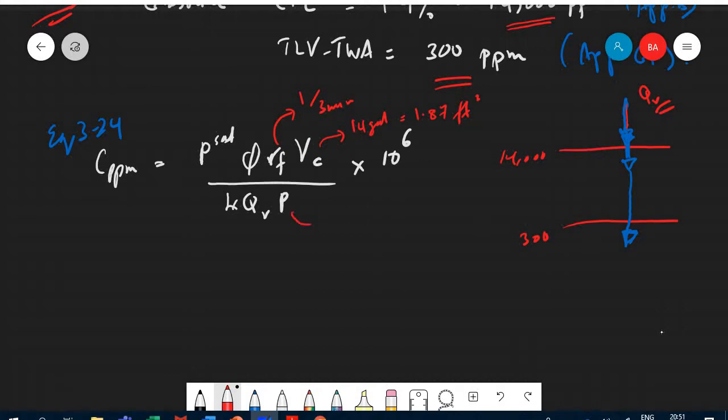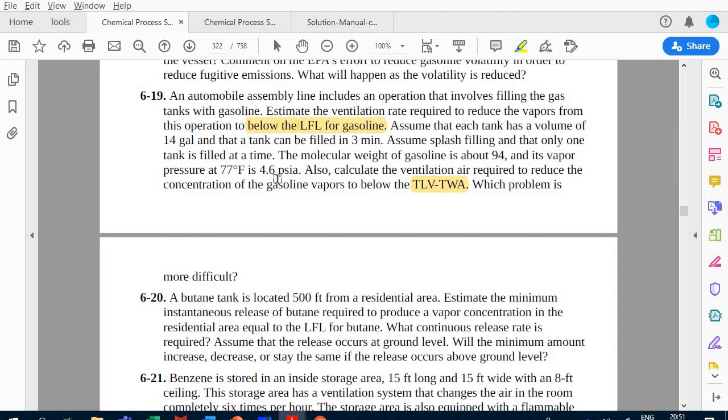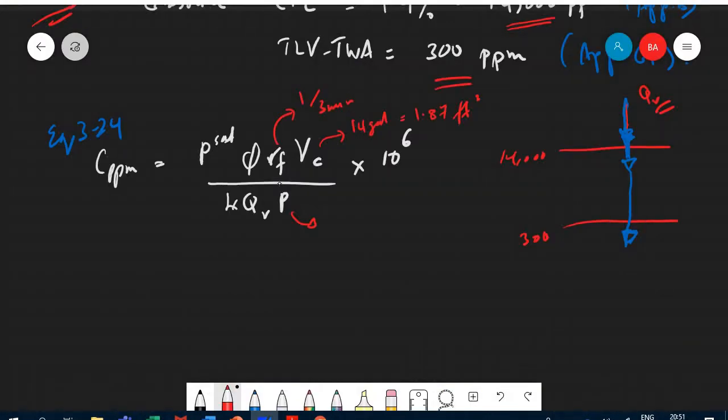If I can recall the question, we have the vapor pressure, which is 4.6 psi A absolute. And talking about the atmospheric pressure, it's 14.7 psi A absolute. What else? It is a splash filling, so this is equal to 1. I think we have everything there, right?